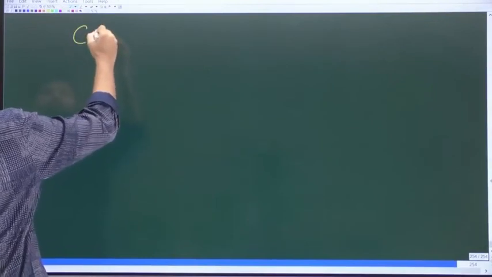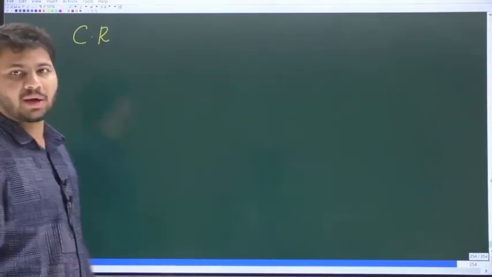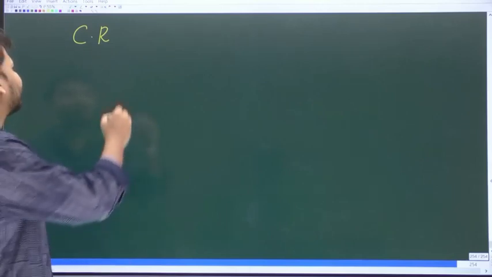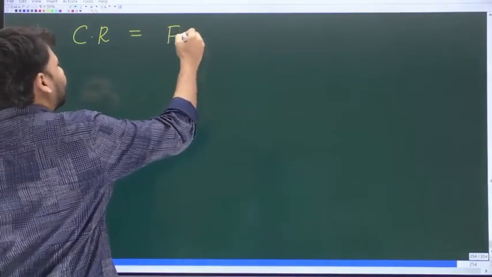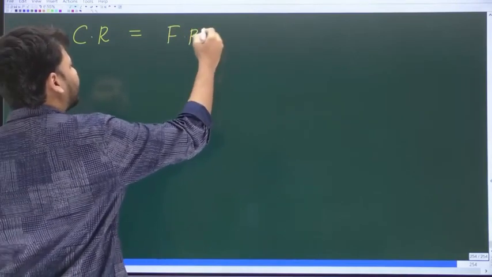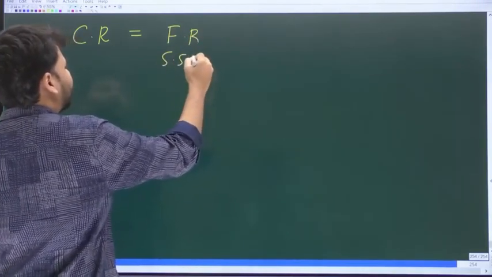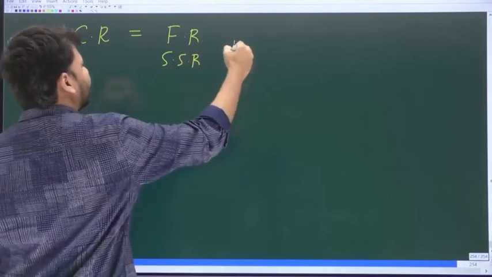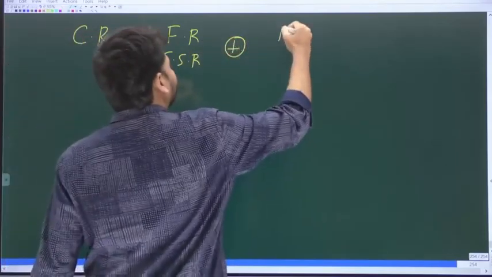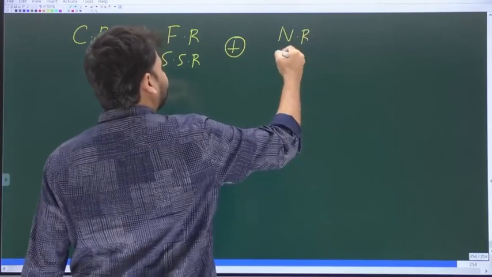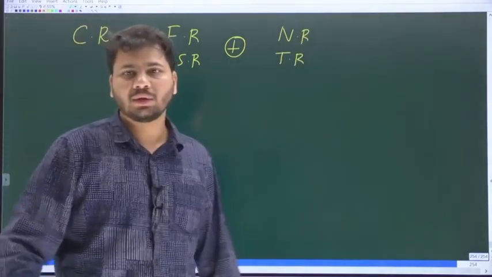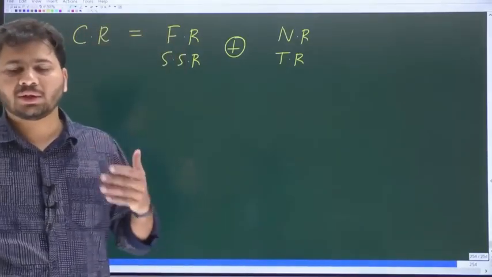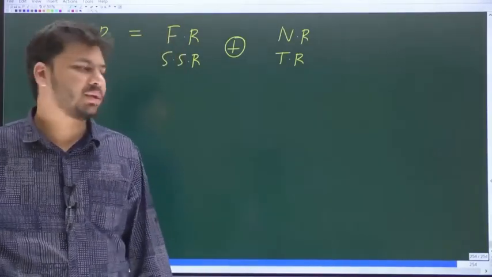CR stands for the complete response. And the complete response will be equal to the forced response, also called the steady state response, plus the natural response, also called the transient response. So always the response will consist of two parts.